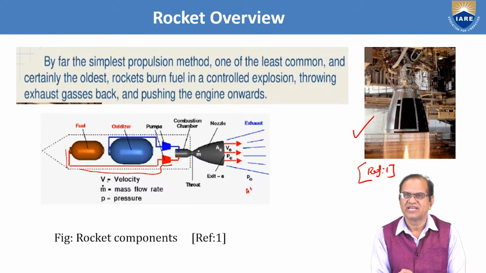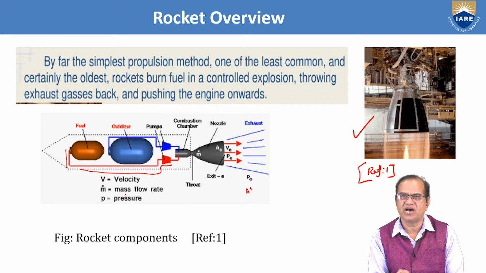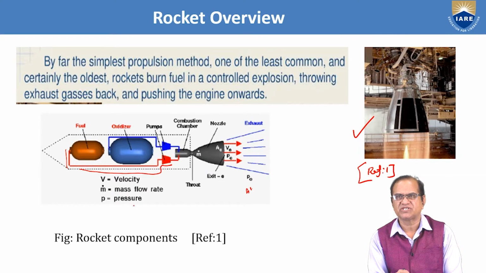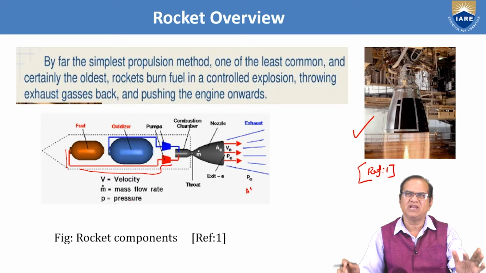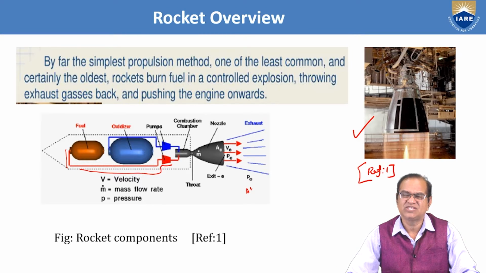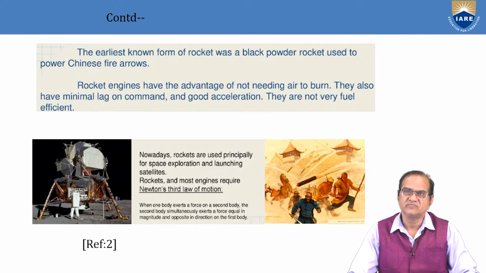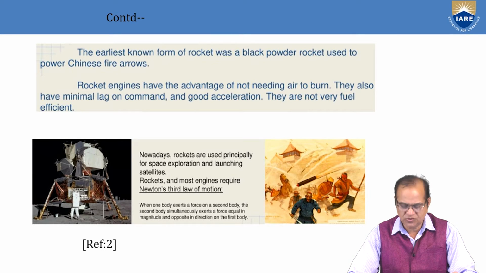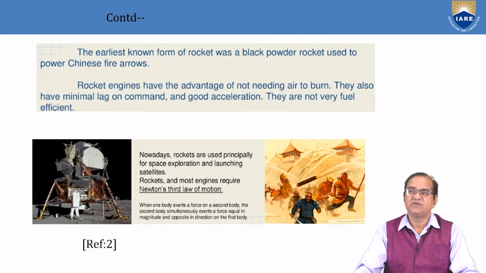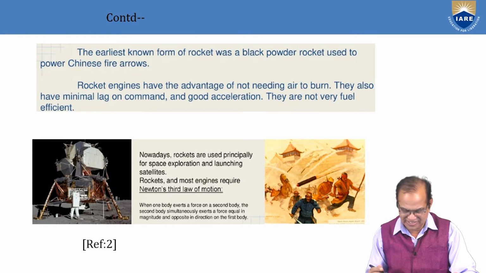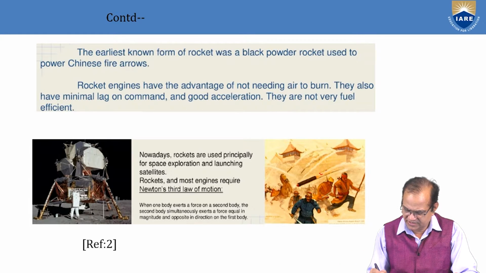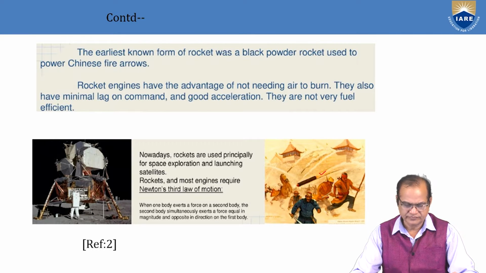Here we can see V is the velocity, m dot is the mass flow rate, and P is the pressure of the system. So a simple rocket engine is shown here for the discussion. The earliest known form of the rocket was a black powder rocket used to power Chinese fire arrows. In 400 BC, they used to have this. You can see it here in these rockets.